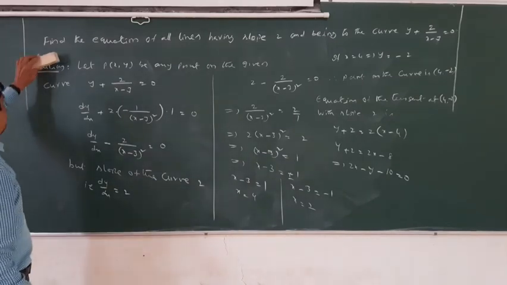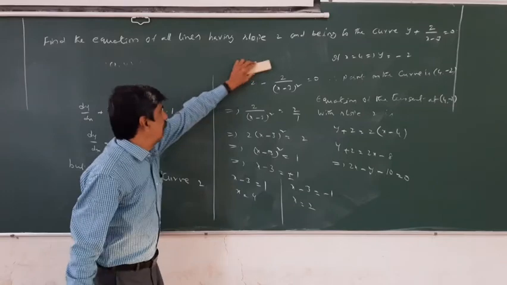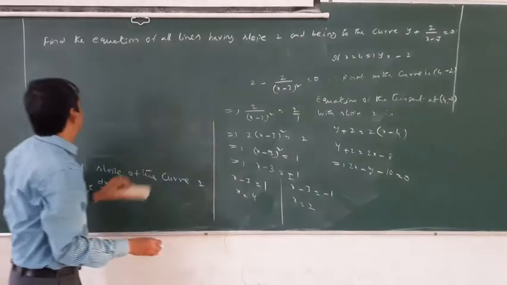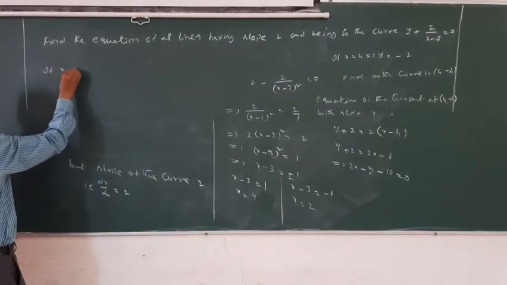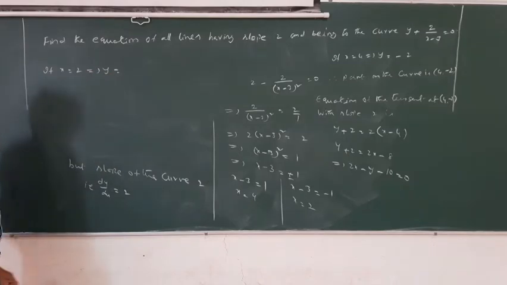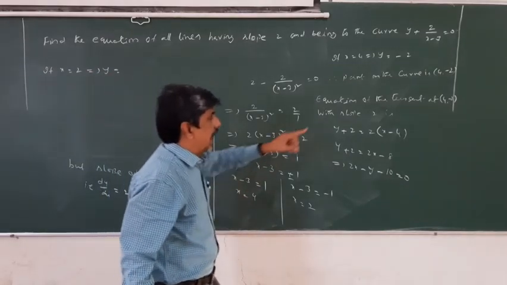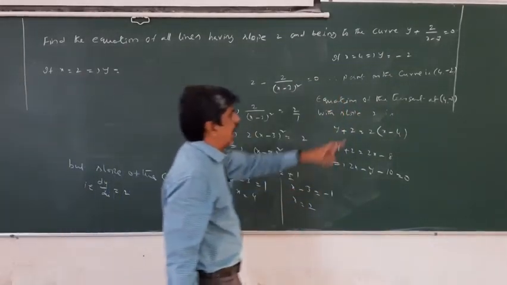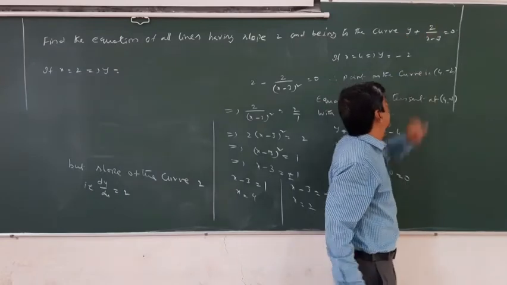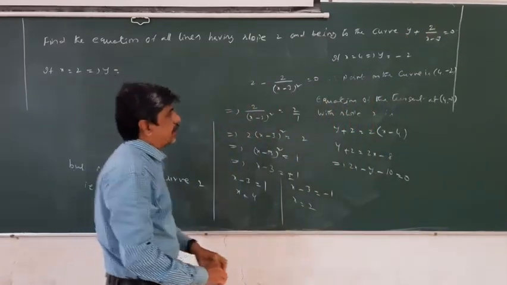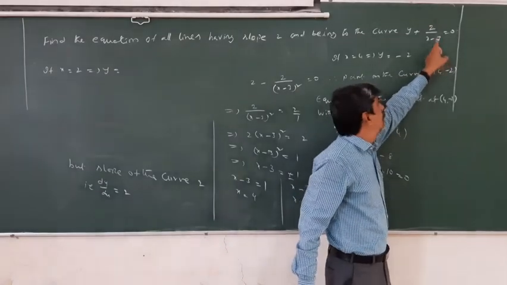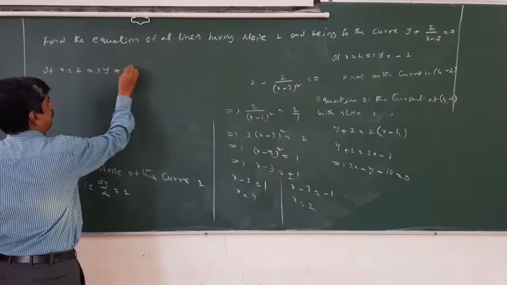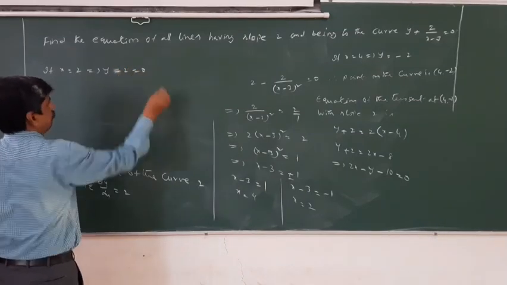And one more equation is, if x is equal to 2, then y is equal. So P(x, y) lies on this curve. So substitute x is equal to 2 here. Then y plus 2 by 2 minus 3. So 2 minus 3 means minus 1. 2 by minus 1 means minus 2. So therefore y plus y minus 2 is equal to 0 we get.